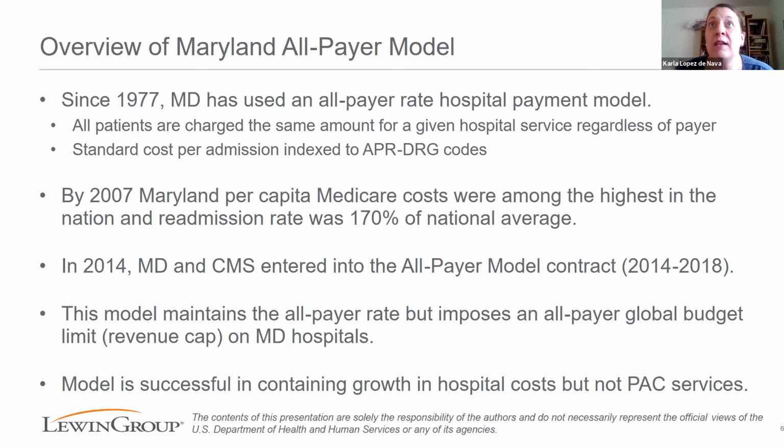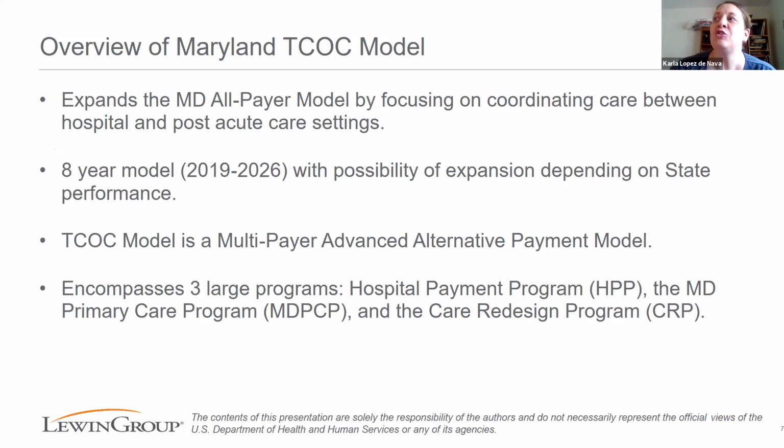And this model, which ran from 2014 and ended a couple of years back, was very successful in containing growth in hospital costs, but it didn't focus on post-acute care services costs. So in 2019, Maryland and CMS came up with a new waiver called the Maryland Total Cost of Care model. This model expands the all-payer model, but also focuses on the coordination between hospital settings and post-acute care providers. And this is an 8-year model with a possibility of expansion depending on state performance.